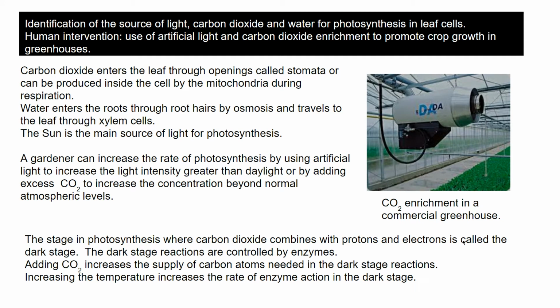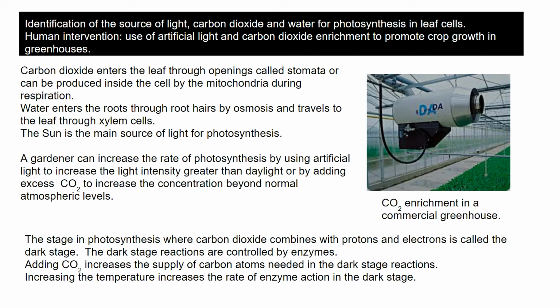Now, where does the carbon dioxide and the water come from for photosynthesis? Carbon dioxide enters through openings called stomata in the leaf. Some carbon dioxide can be produced internally by respiration. So the mitochondria is carrying out respiration, and a waste of that is carbon dioxide. So some carbon dioxide can actually be produced inside the cell.